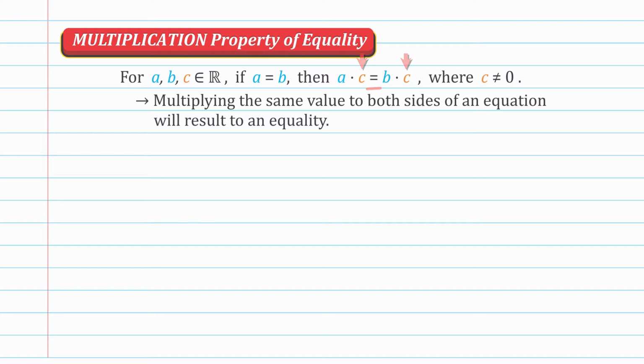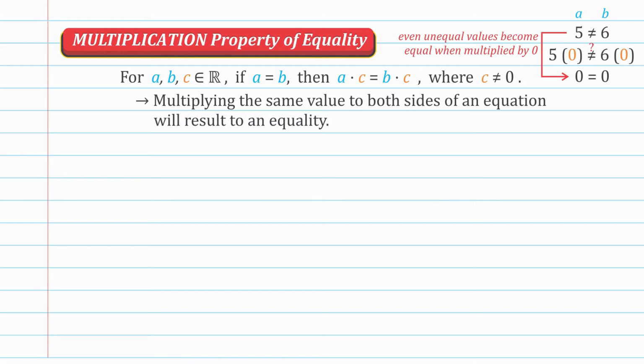Now, make sure you know C should not be equal to 0. Why is that so? Because if C were equal to 0, whether A is equal to B or not, by multiplying by 0, they will become equal, right? Even unequal values become equal when multiplied by 0. So don't multiply by 0. Okay, so again, C can be any number as long as it's not equal to 0.